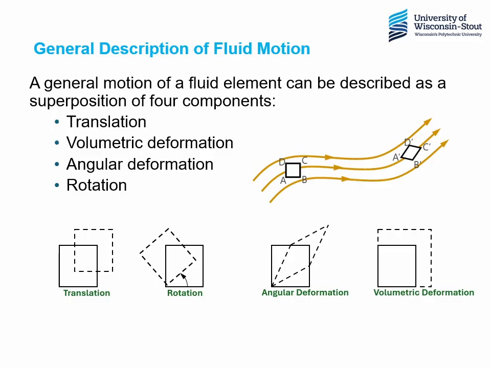Angular deformation means it changes shape, especially when right angles between lines inside the element change. Volumetric deformation means the element changes size. In practice, fluid motion is often a superposition of all four effects happening at the same time. These slides give us a conceptual framework for the rest of the presentation.